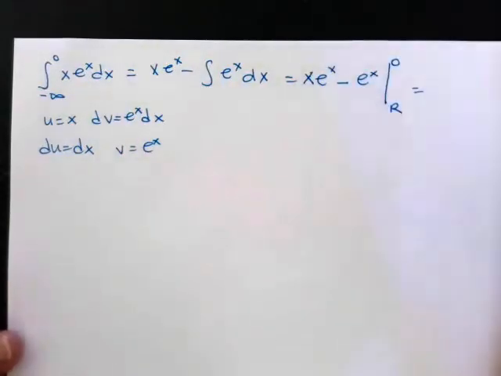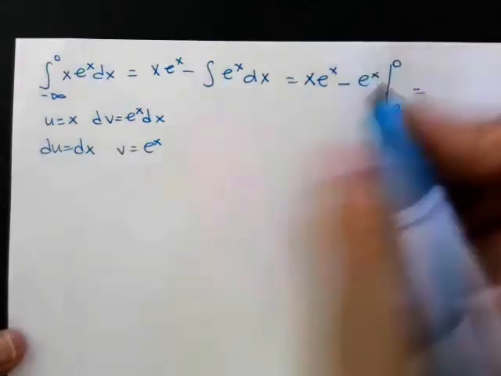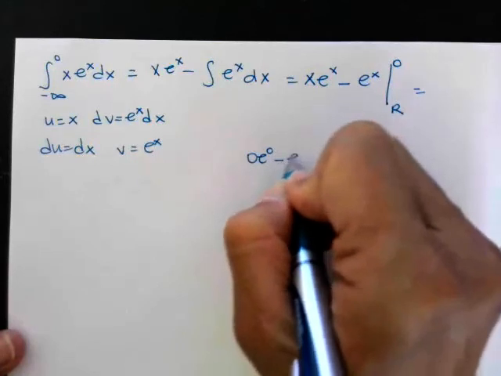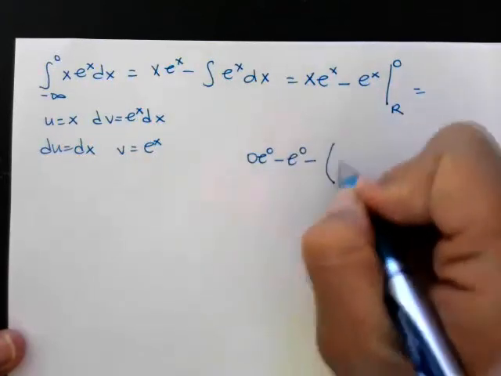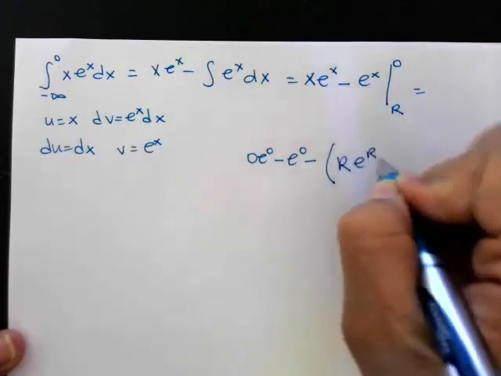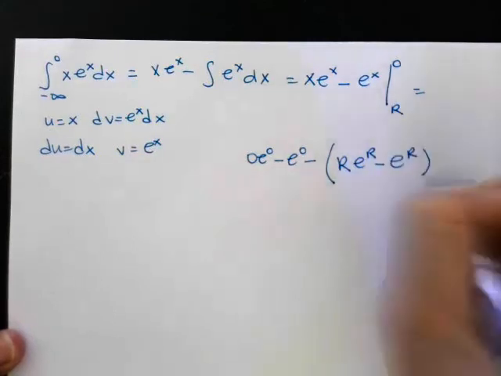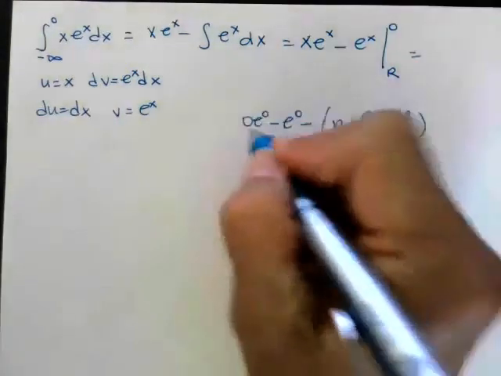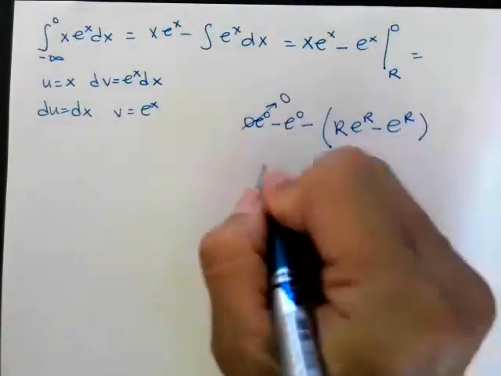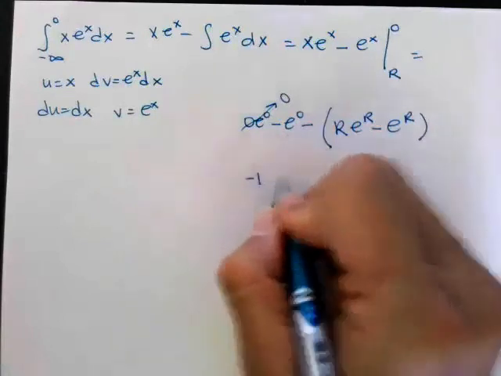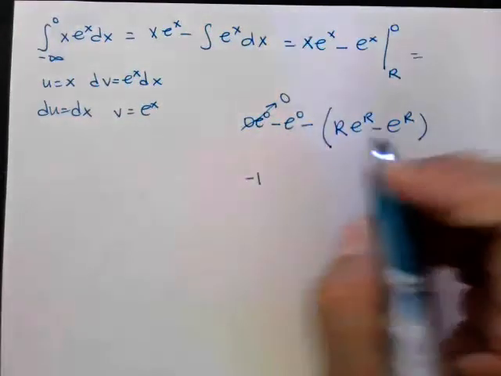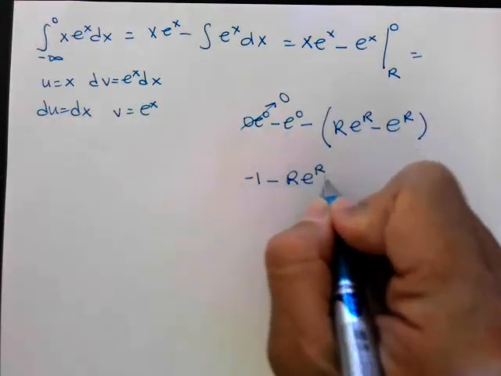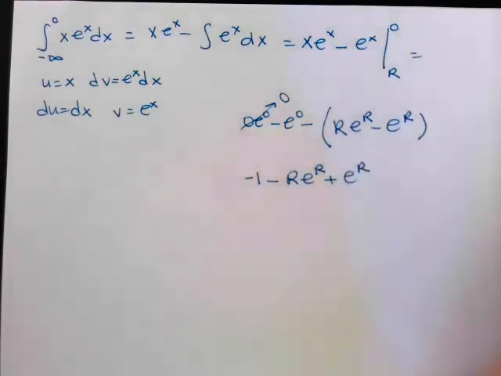So we can go ahead and evaluate. So I'll plug in 0 first, right? Top minus bottom. So I have 0 e to the 0 minus e to the 0 minus r e to the r minus e to the r. So 0 times, that's 0. e to the 0 is 1, so I've got negative 1. I'm going to go ahead and take my negative sign through here just because I can. So minus r e to the r plus e to the r.